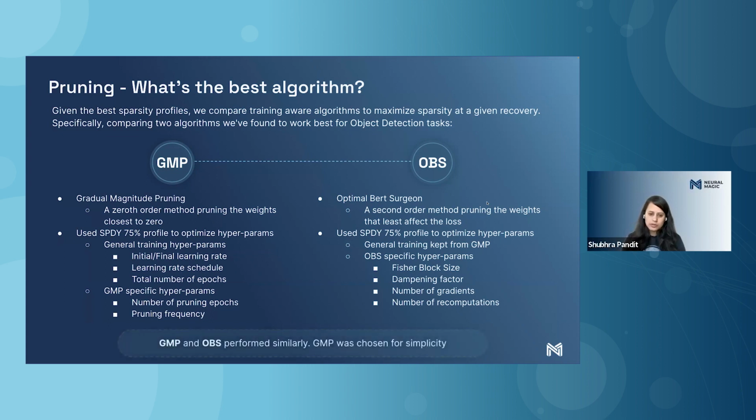And what we found was that both GMP and OBS were very similar. GMP was just slightly better. So we chose GMP for its simplicity and because it's also faster than the OBS. And we used the GMP method for pruning the different variants of the YOLOv8 family.